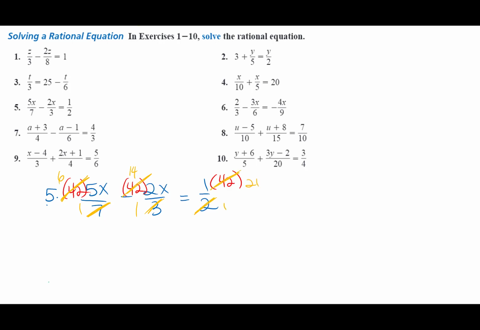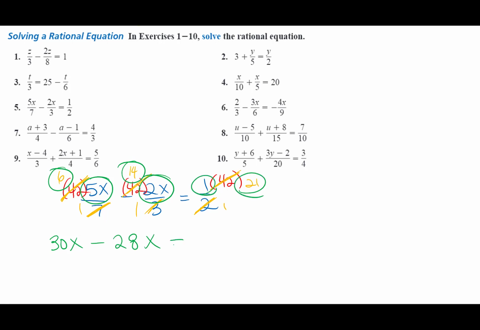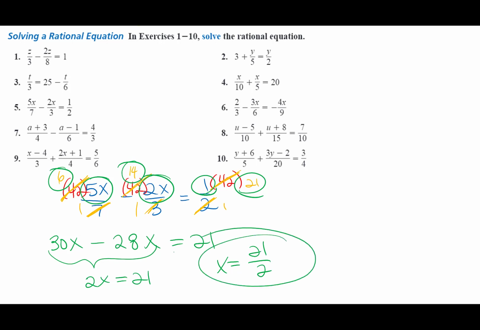And so here's what we have left over. We have 6 times 5x, which is 30x, 14 times 2x, which is minus 28x, and then 21 times 1, which equals 21. 30x minus 28x is 2x, equals 21. Divide 2 to both sides to get 21 halves. You can leave it as an improper fraction. You do not need to change it to a mixed number or a decimal.